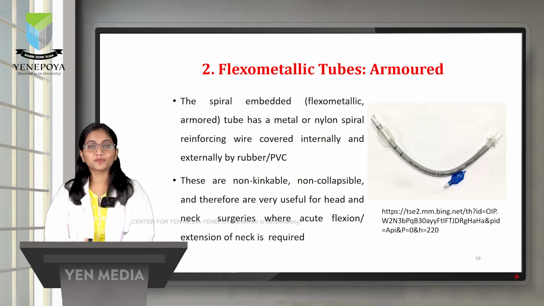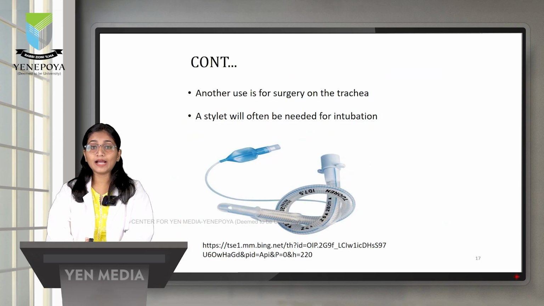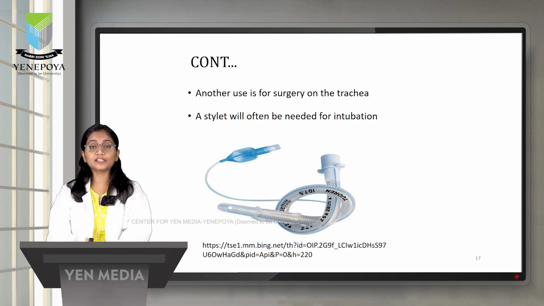The next type of endotracheal tube is the flexometallic tubes, also known as the armored or spiral-ended tube. This tube has a metal nylon spiral reinforcing wire covered internally and externally by rubber or PVC. They are non-kinkable, non-collapsible, and therefore are very useful for head and neck surgeries where acute flexion and extension of the neck is required. Another use of a flexometallic tube is for surgeries on the trachea. So as you can see, these tubes are flexible in nature. So insertion of these tubes may be difficult, and therefore a stylet may be used to facilitate the insertion.